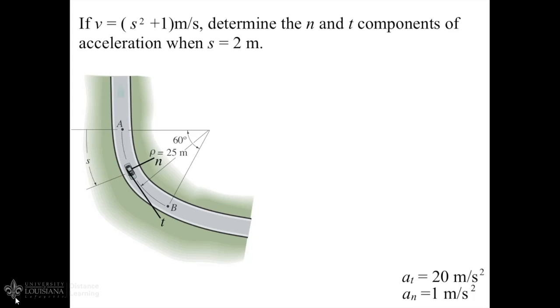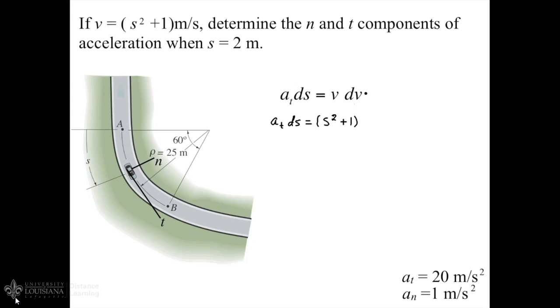Now let's discuss finding the tangential component of acceleration. Since the velocity is a function of position, we have to relate that to a sub t. Do you know the relationship? Well, it's this, isn't it? We'll substitute the data. a sub t times ds is equal to v dv, and we'll express v in terms of s. So it becomes s squared plus 1.